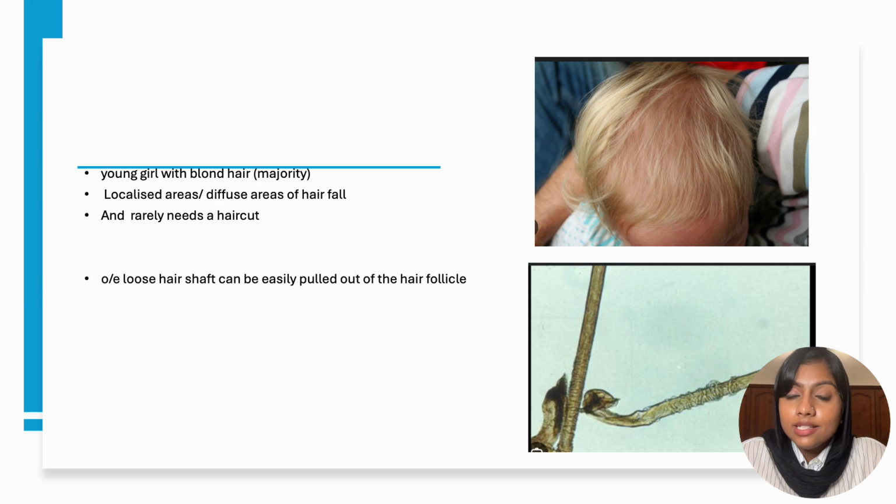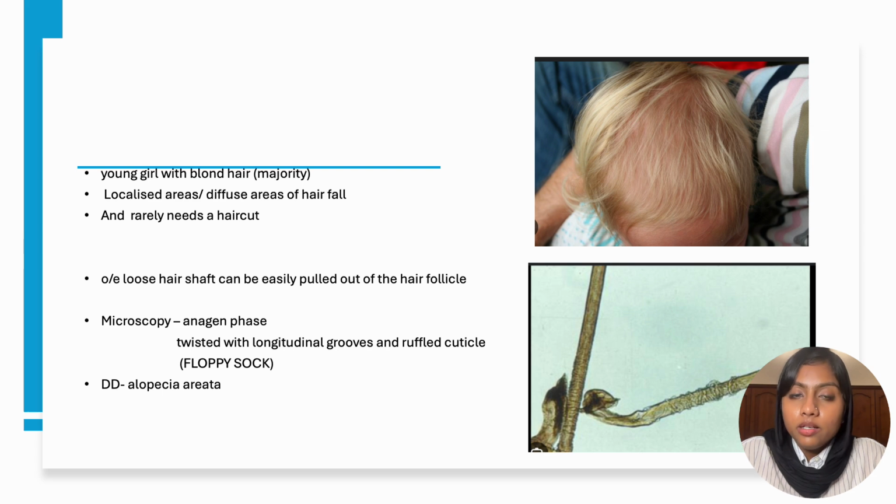Along with that, you can see that the hairs are in the anagen phase, because of the hockey stick appearance. As you know, that is the basic feature distinguishing telogen and anagen hair under a microscope. So, this is nothing but what we call loose anagen hair syndrome.